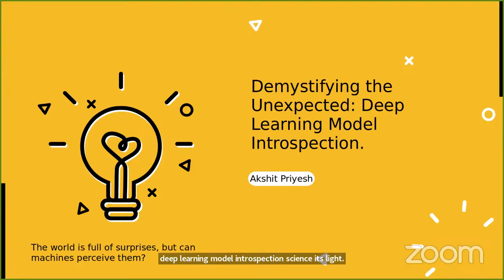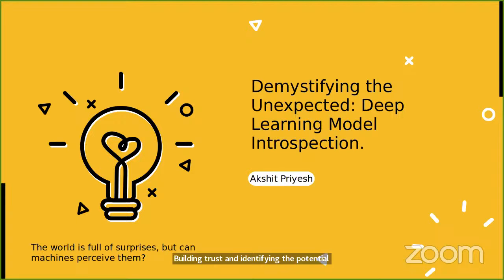So what happens in model introspection? We are unveiling the black box. Deep learning models, particularly intricate ones like neural networks, can be opaque. Their layers perform complex calculations that can often defy easy interpretation. Introspection techniques peel back this curtain, allowing us to understand decision making. Why did this model make a certain prediction? Which feature influenced its judgment? Introspection offers insights into the reasoning behind the output, building trust and identifying potential biases.